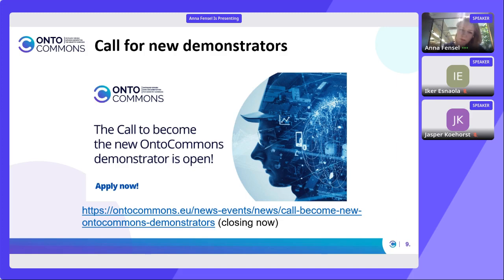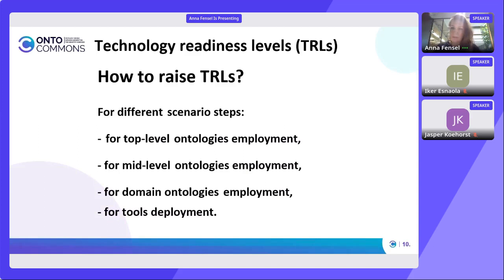Otherwise, I would go on and discuss the things which are interesting from this work package's point of view, particularly in terms of technology readiness levels, ontology adoption, and the question of what works well and what does not work so well. Especially in the OntoCommons project, we have work packages working with top level ontologies, with mid level ontologies, with domain ontologies, and with the deployment of various semantic tools.